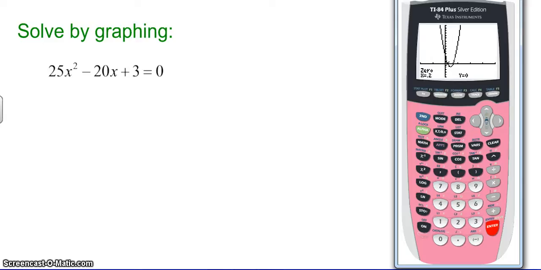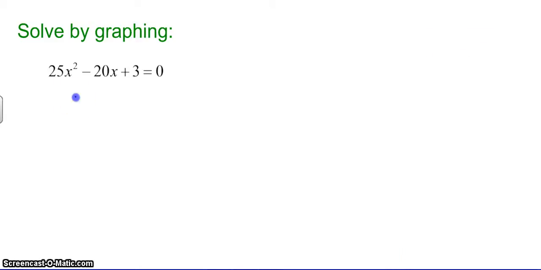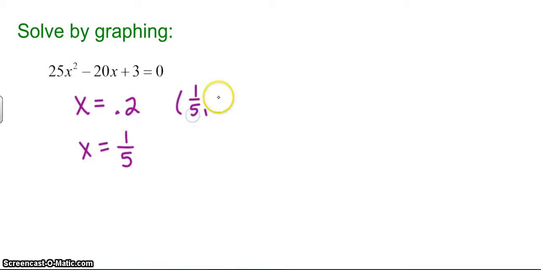So it says a 0 at 0.2, 0. So when we write our zeros, x is going to be equal to 0.2. Well, 0.2 is the same thing as 1/5. So x is equal to 1/5. You could also write it as (1/5, 0) as a point on your graph. So there's one of them.